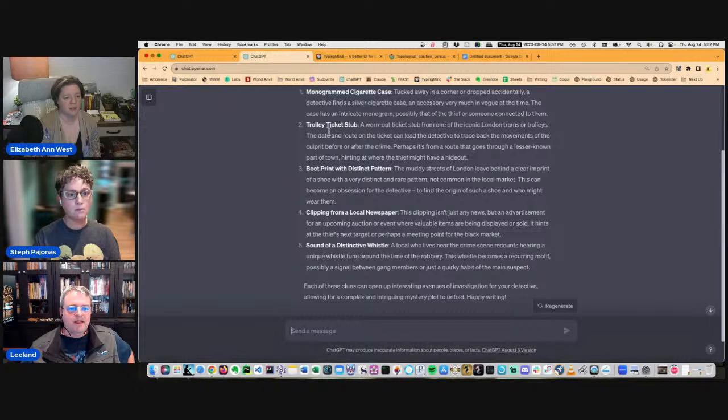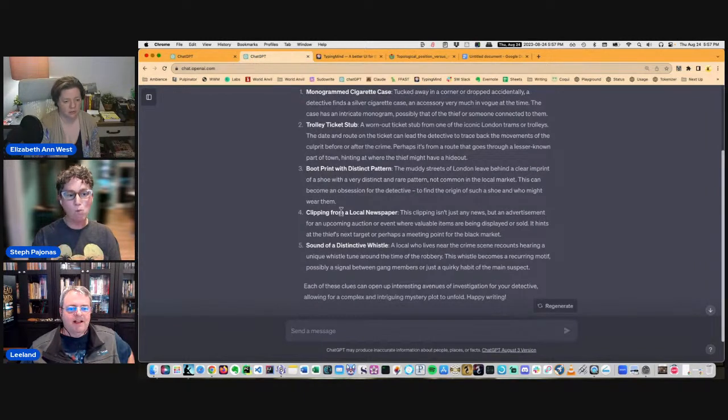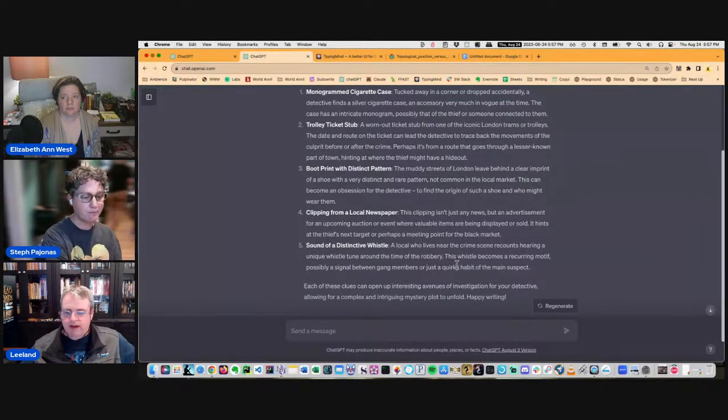Trolley ticket stub, boot print. So it's a boot print versus a muddy boot print. Clipping from a local newspaper, a sound of a distinctive whistle. That one's interesting. That one's kind of out there. So the differences between 3.5 and 4 are actually not that far off. And this is with everything turned off. So this is just the straight up model without anything further.